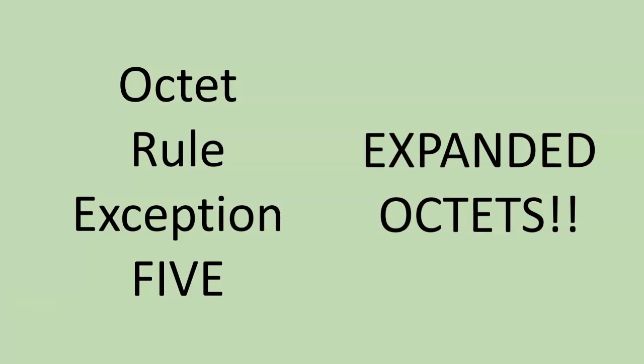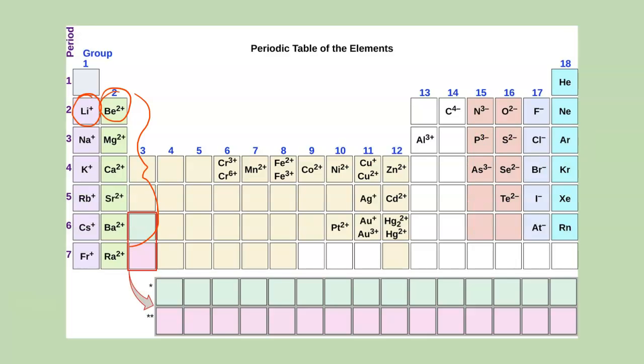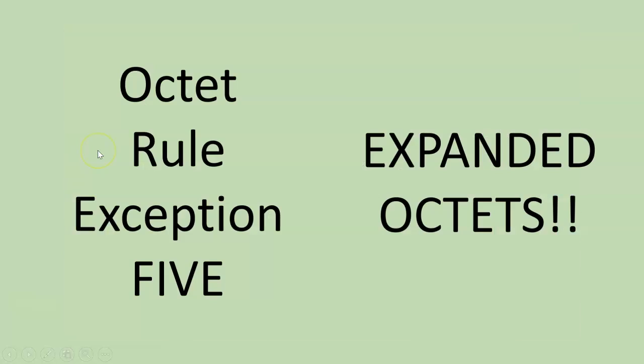In the periodic table that we just looked at, our periods go across, and our groups go down. So anything in the 3rd period and below can have an expanded octet. Let's just do one and see what we're talking about.